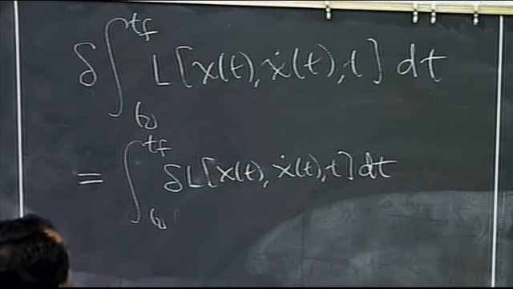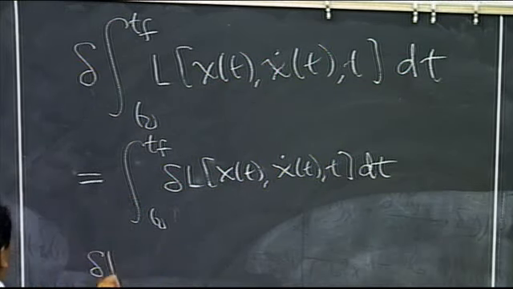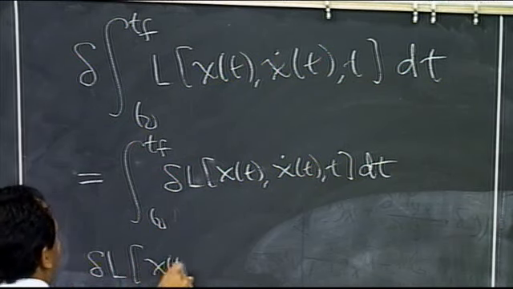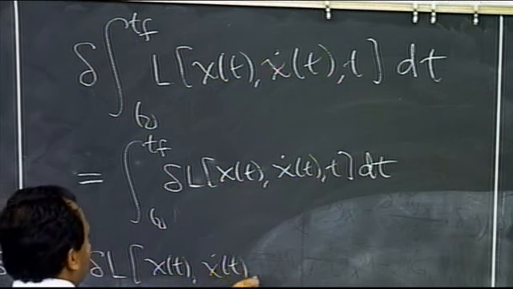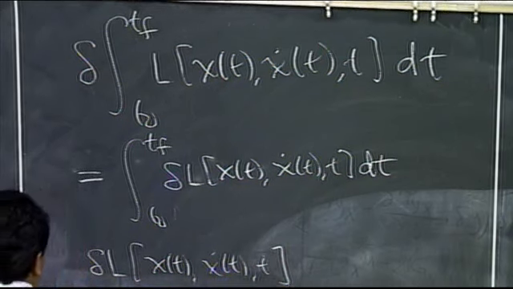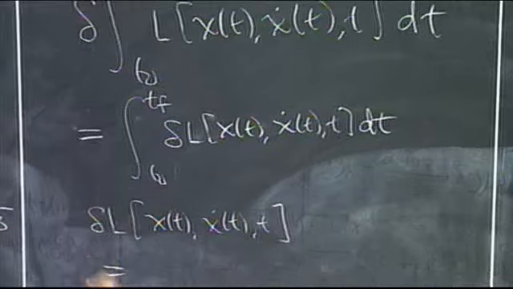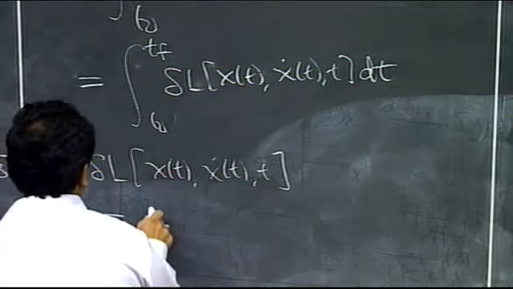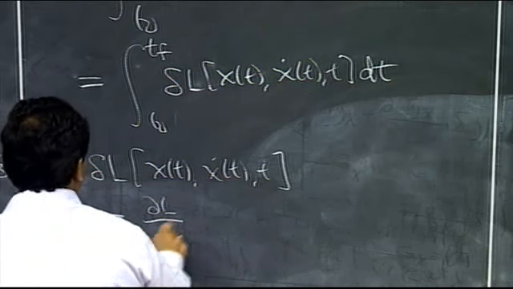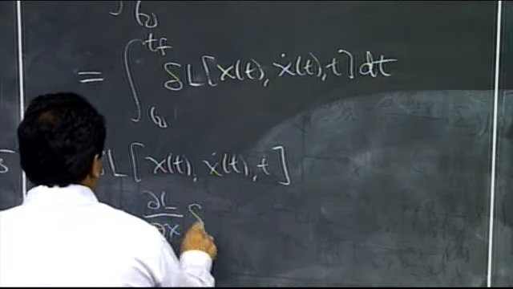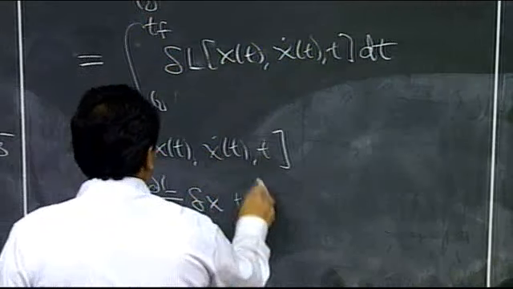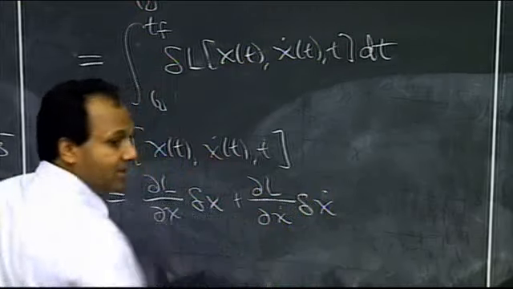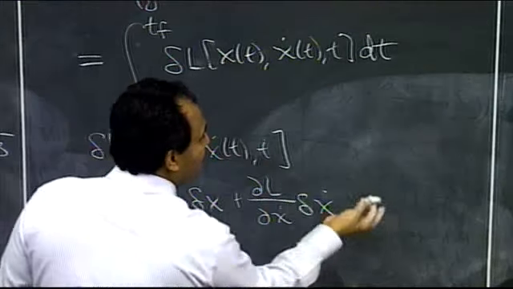Now, let's look at this variation. If I take the variation in L, which is a function of x of t, x dot of t, and t, right? This is going to equal, well, if I do it to first order, I'm going to keep everything only to first order. I'm going to drop all the higher order terms, all right? It's going to equal what? The partial of L with respect to x times the variation in x plus the partial of L with respect to x dot times the variation in x dot. Because these are the only things that can vary, right? But it does not include the last term.